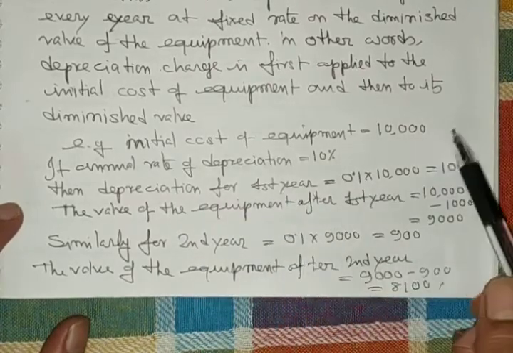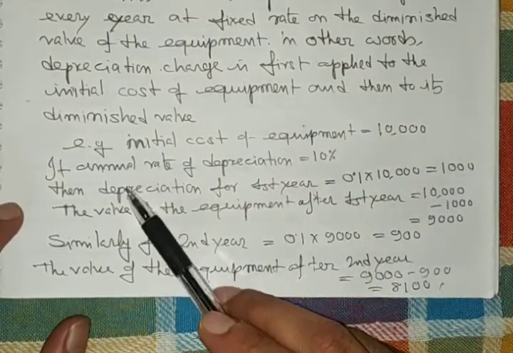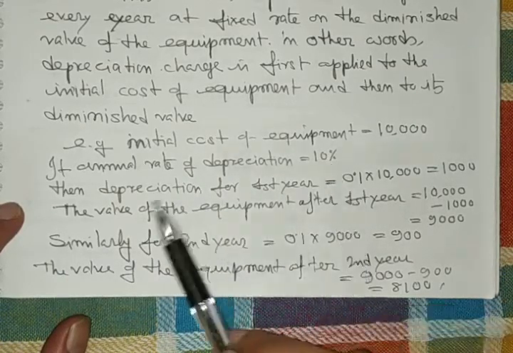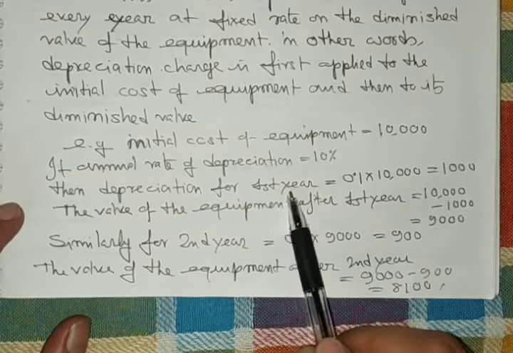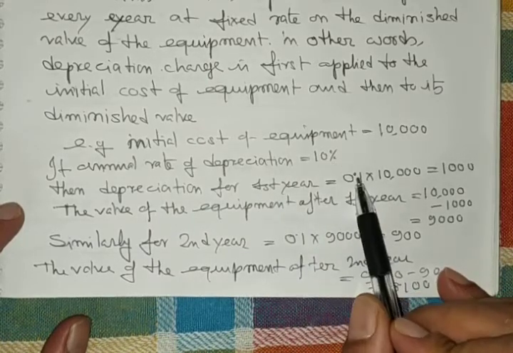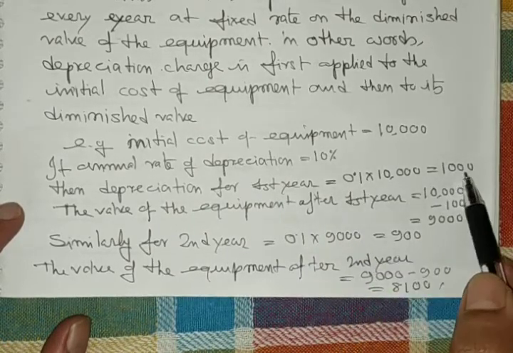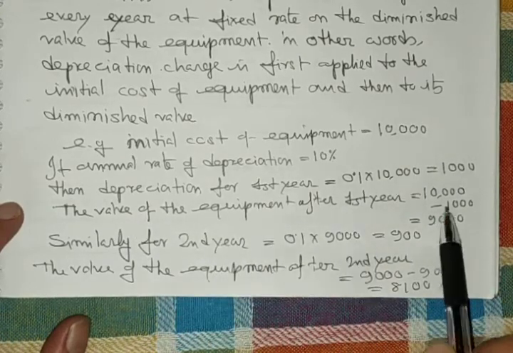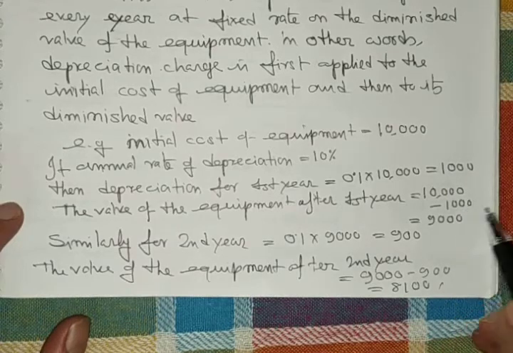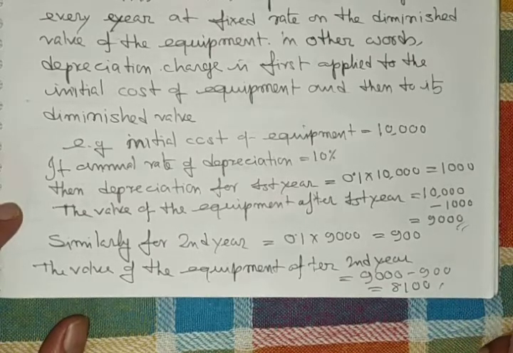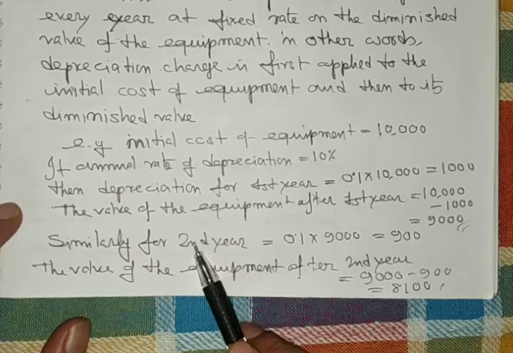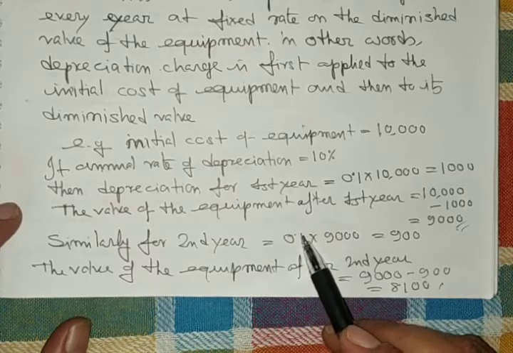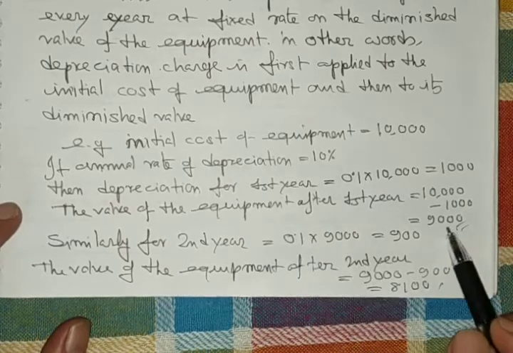Suppose the initial cost of the equipment is 10,000 and the annual rate of depreciation is 10%. Then the depreciation for the first year will be 0.1 into 10,000, which is 1,000. The value of the equipment after the first year will be 10,000 minus 1,000, that is 9,000. Similarly, for the second year, the annual depreciation rate is fixed at 10%, so it is 0.1 into 9,000, because that is the new value.